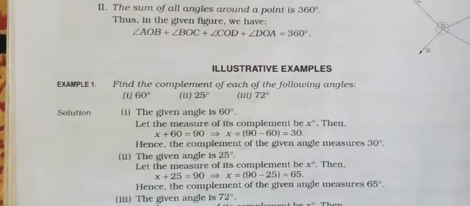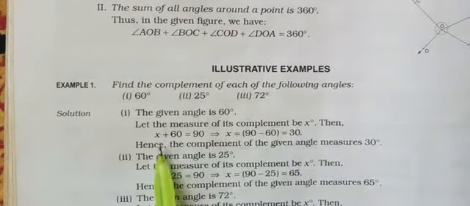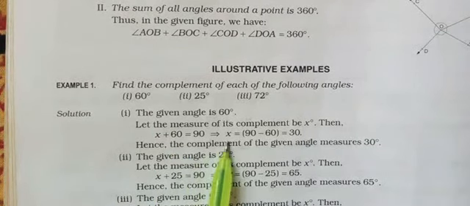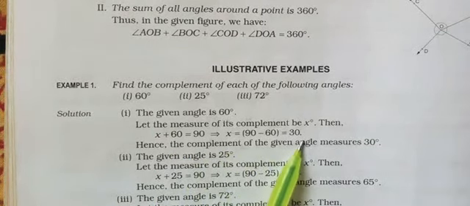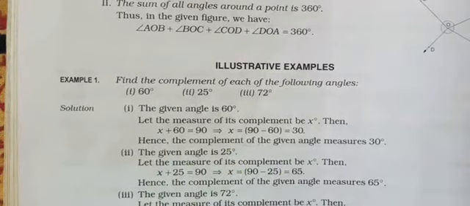Okay, so we take x as one angle and 60 degrees as the other angle. Next, x is equal to 90 minus 60, equal to 30 degrees. So 30 degrees is the complement of 60 degrees.